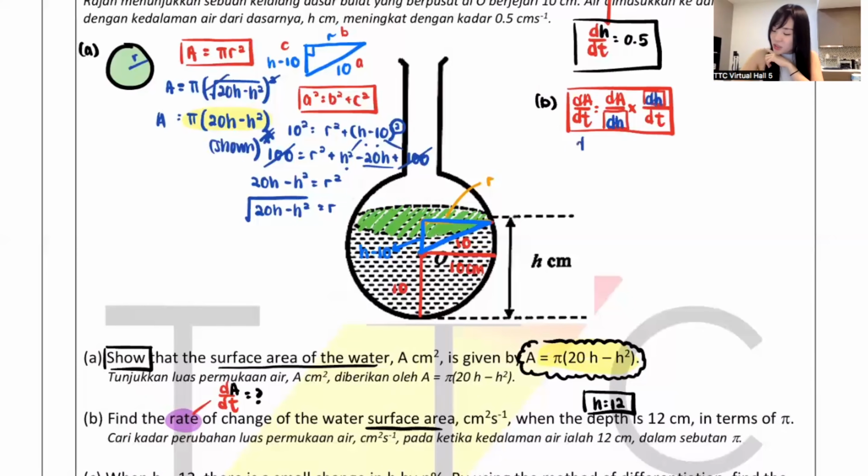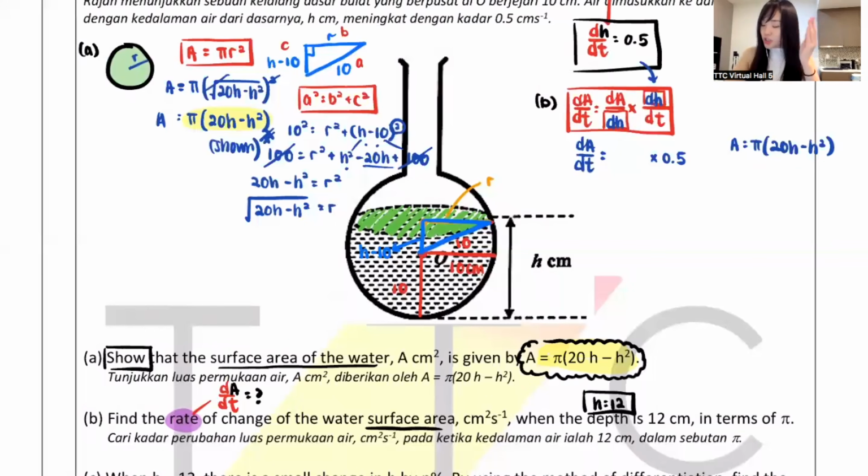See it? So dA/dt, I don't even know how much it is. dH/dt, I do have it, 0.5. dA/dH, I need to differentiate it. How do I differentiate it, my dear? Just now, you guys already did your area formula. Just differentiate your area formula. I think you guys will be getting dA/dH.